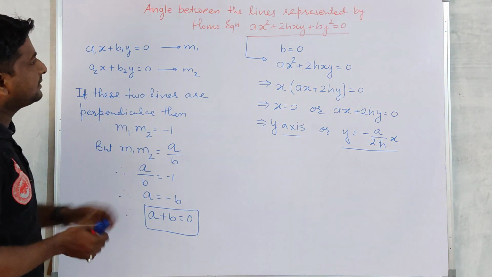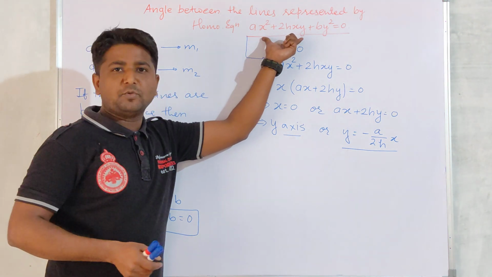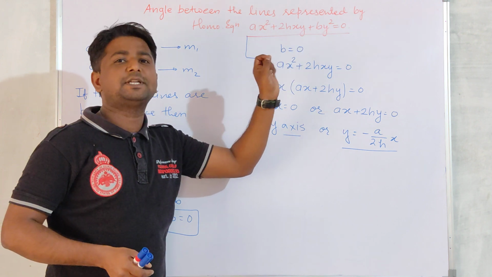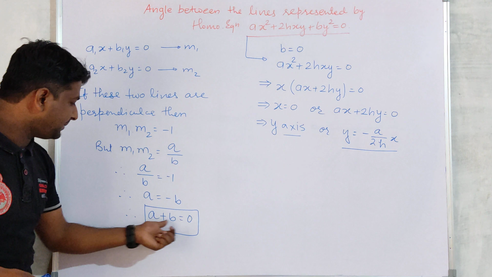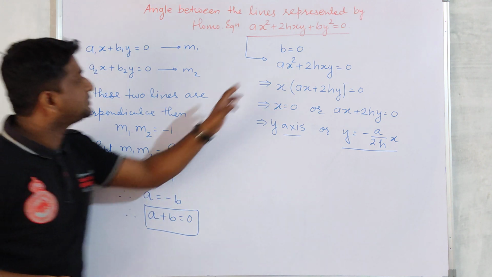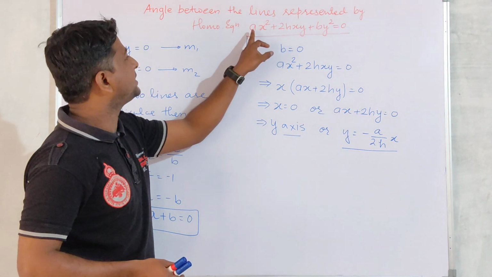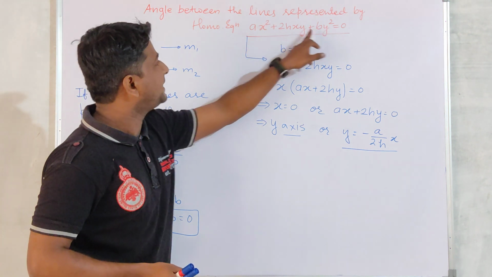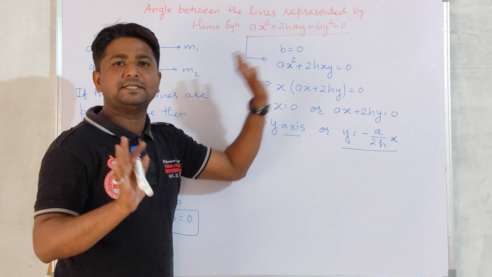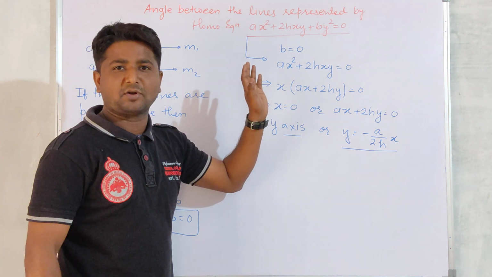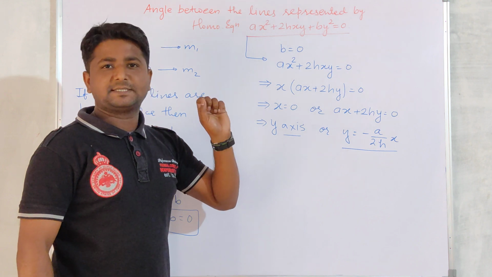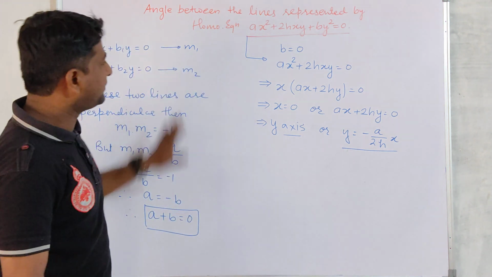What does that mean? कि जब ये होमोजेनियस इक्वेशन है, इससे जो दो लाइंस बनेगी वो एक दूसरे को परपेंडिकुलर रहेगी if a plus b is equal to 0. So just by observing the coefficients of x square and y square, we can check whether the lines are perpendicular or not, in case when the lines are passing through the origin. This is the first case.